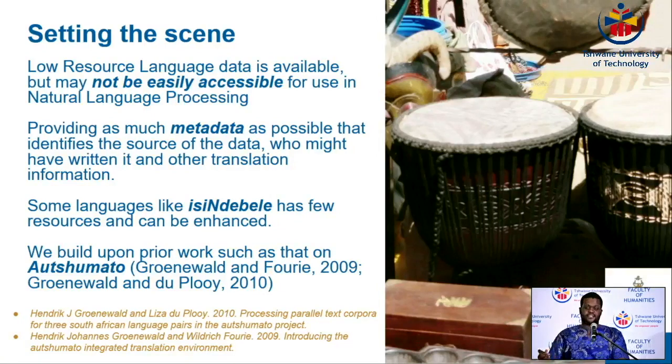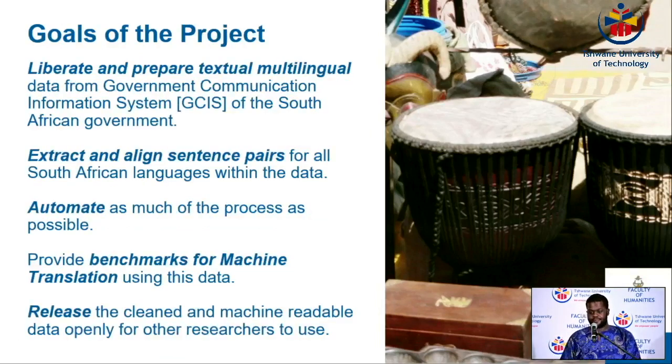So what we did here: language resource data, or corpora, are not easily available, but there is data. It's there. Government creates it all the time. Why is it not easily accessible? Metadata is bad. Again, isiNdebele has very few resources. You have work like Autshumato in the past and NCHLT that have worked on it, but due to the way the projects are structured, they don't really tell you exactly where each piece of content comes from. And it's very important for us who come from a computational space, because I need to understand the context of where the content comes from, because when I build models, I need to be able to bias towards one thing or another.